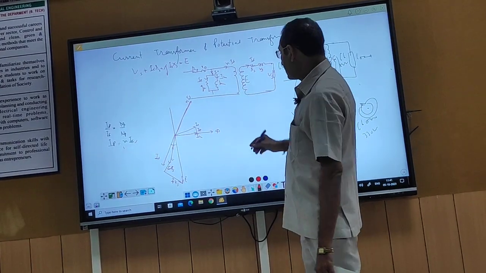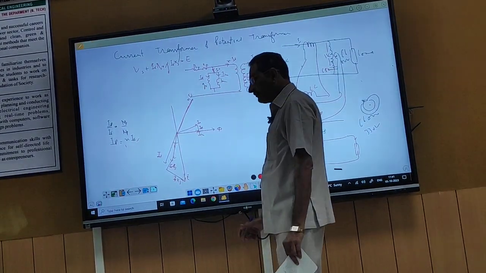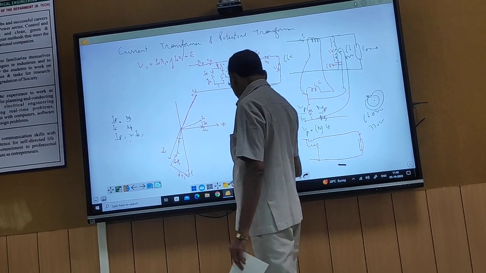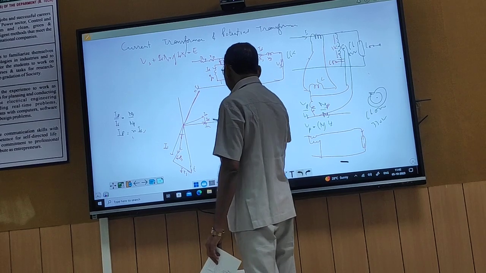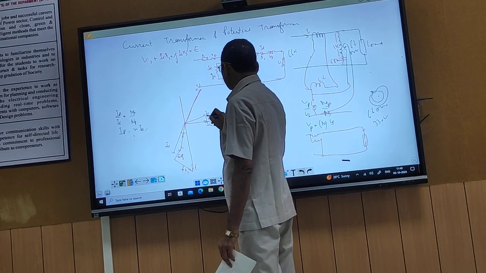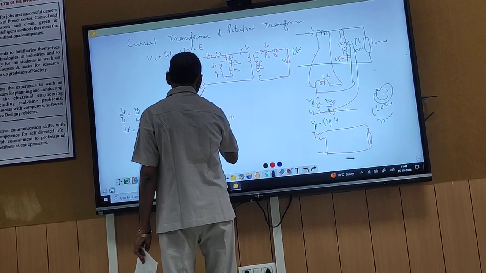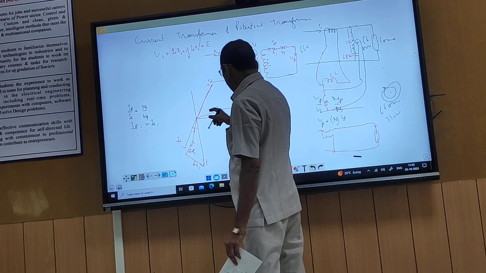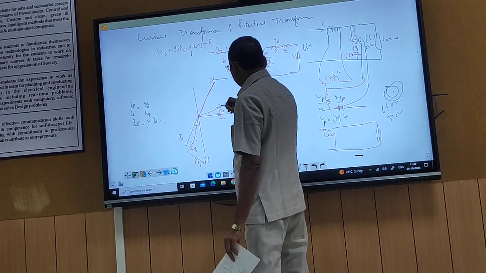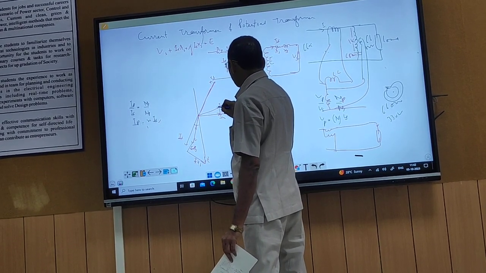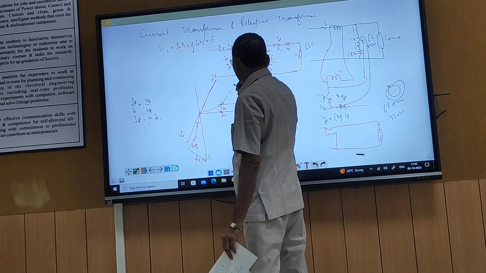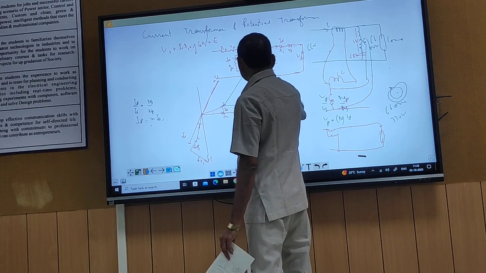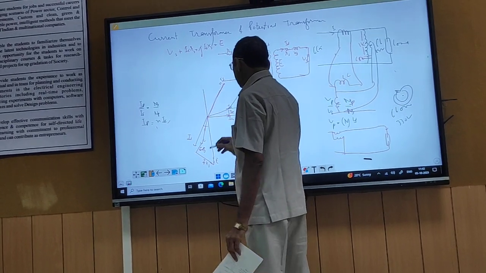But here we have neglected this I0. In fact this I0 is also there. What is the net current on the primary side? This plus this. So parallel to this, you have drawn this N into IS. Okay, N into IS. What is this?